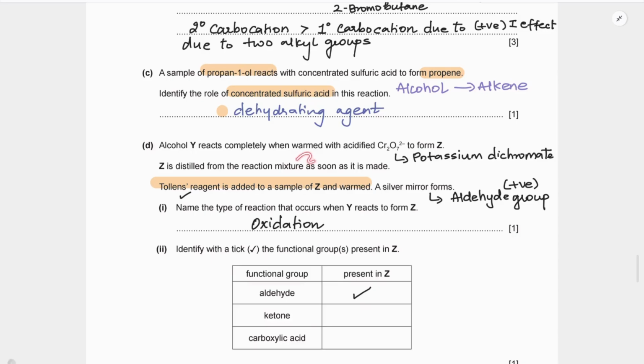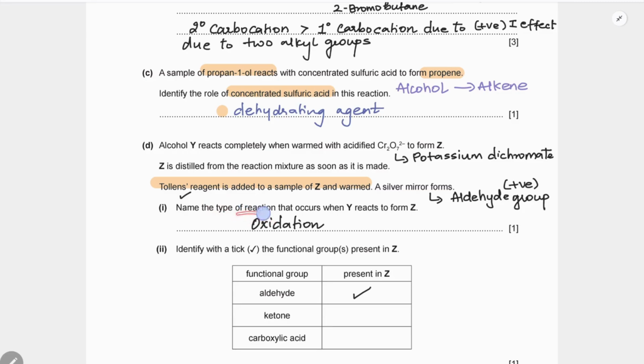Alcohol Y, when warmed with acidified chromate ions, forms Z. Z is distilled from the reaction mixture as soon as it is made. Tollens reagent is added to a sample of Z and warmed, and a silver mirror forms. The silver mirror forming means Tollens reagent is actually the test for the aldehyde group. So here is the positive test.